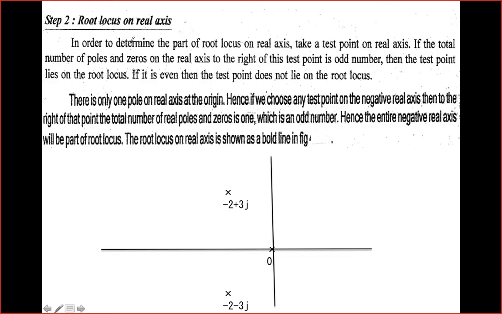Second step, root locus on real axis. First step was to locate, determine the poles and zeros. ரெண்டாவது ஸ்டெப் root locus on real axis. ஓகே, root locus on real axis அதாவது தமிழில் சொல்கிறேன், மூணு போல் இருக்குன்னா 3 பிரான்ச் இருக்குது. எத்தனை போல் இருக்கோ அத்தனை ரூட் லோக்கஸ் பிரான்ச் இருக்கும். ஓகே, அப்போ எங்கேயெல்லாம் ரூட் லோக்கஸ் பிரான்ச் இருக்குன்னு கண்டுபிடிக்க போகிறோம்.